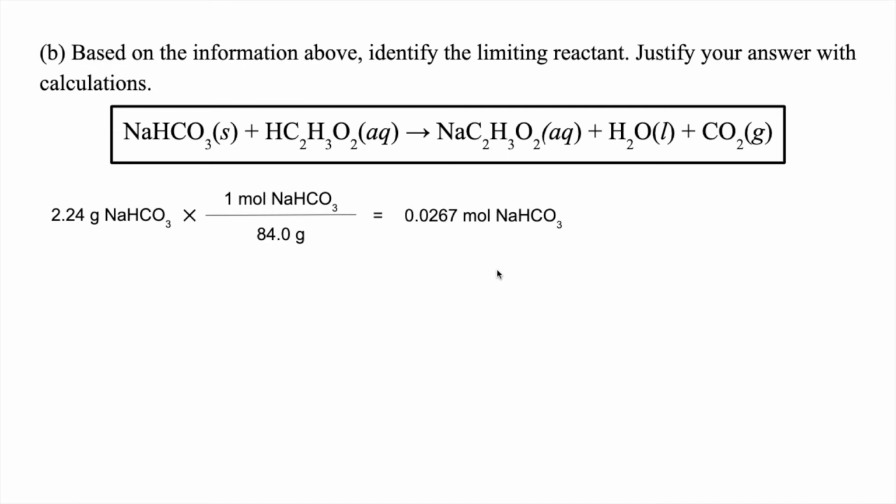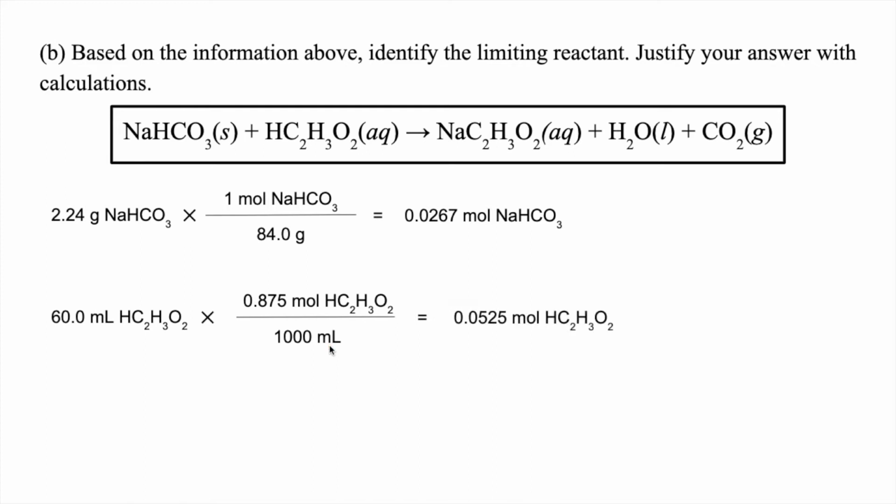We do the same thing for acetic acid. We start off with 60 milliliters of acetic acid and we multiply it by its concentration, which is 0.875 molar. If you recall, molar is moles over liters, and 1 liter is equal to 1,000 milliliters. After we perform this operation, we get 0.0525 moles of acetic acid.